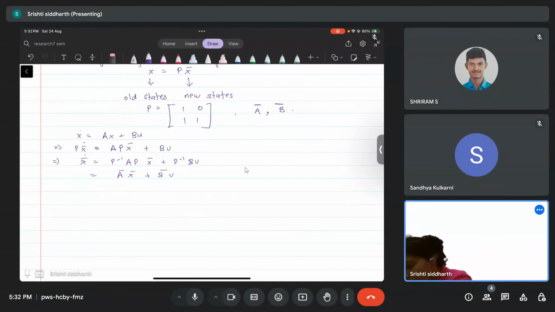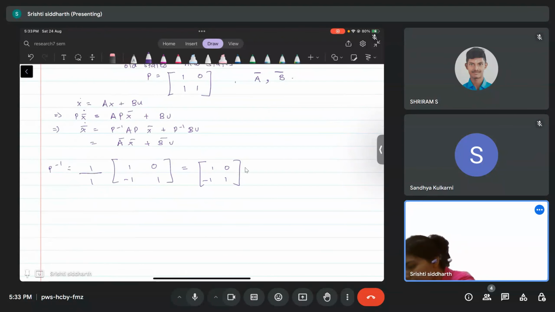Alright, so to determine A bar and B bar, you need P inverse. And this is a second order system, so P inverse is going to be really easy. The determinant is just 1. So we interchange these and reverse the sign of the off-diagonals. So this is simply [1, 0; minus 1, 1].